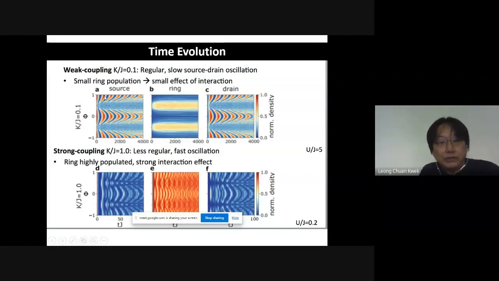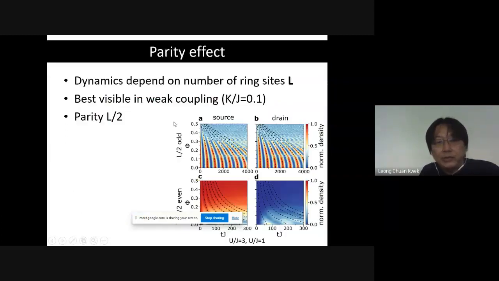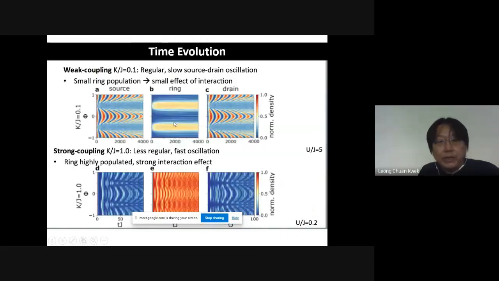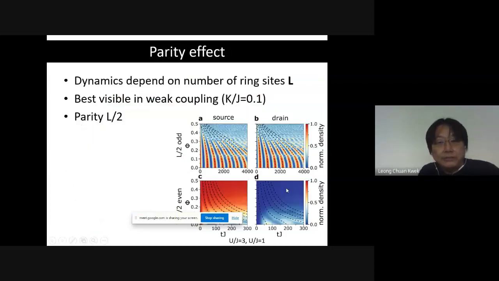And then you see, of course, these repeating patterns. This is the pattern at the source, at the ring, and at the drain. Provided, of course, the couplings are weak. That means J is the hopping, and K is the atom-to-atom coupling. And if the atom-atom coupling is strong, then you see a lot more chaotic patterns. And yeah, I think one can study it in more detail in that sense.